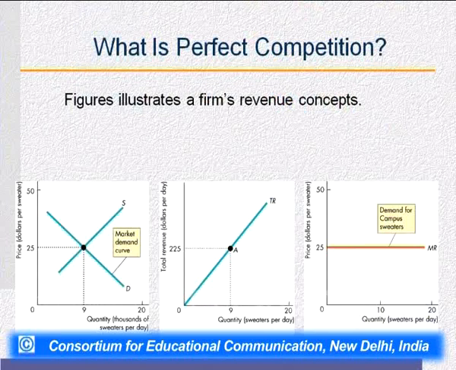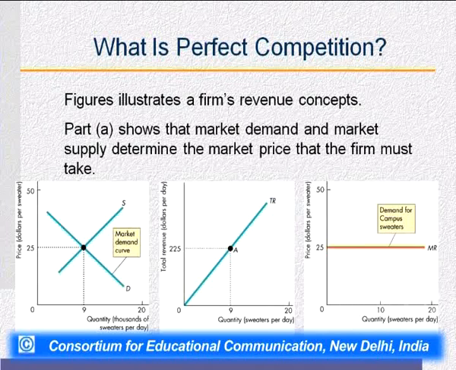Now, with the help of figures, we can illustrate our revenue concepts. There are three figures which you can see on the slide, and all the figures are derived from the firm's revenue concept. In Part A, suppose there is a sweater market. It is winter season, that's why I chose this type of product. Part A shows that market demand and market supply determine the market price that the firm must take.